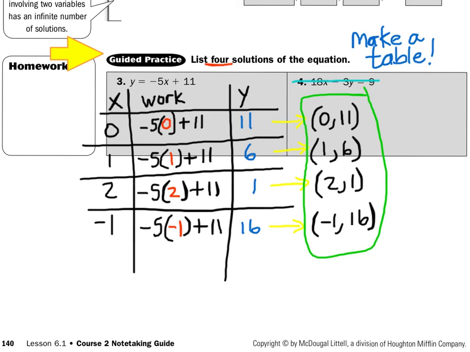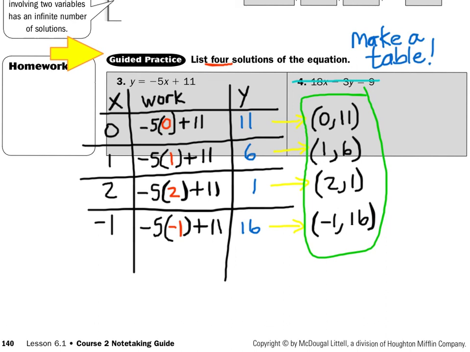All right, and now grab your blue pen because we're going to figure out what Y is. So now we just do a little bit of arithmetic. -5 times 0 is 0, and 0 plus 11 makes 11. So put 11 there with your blue pen. Okay, and then -5 times 1 is -5. -5 plus 11 is 6. So write a 6 with your blue pen. And then here, -5 times 2 is -10, and -10 plus 11 is +1. And then -5 times -1 makes 5, and 5 plus 11 is 16.